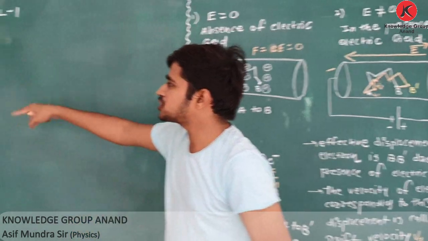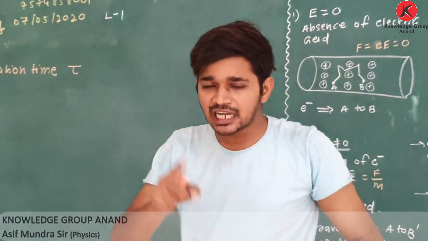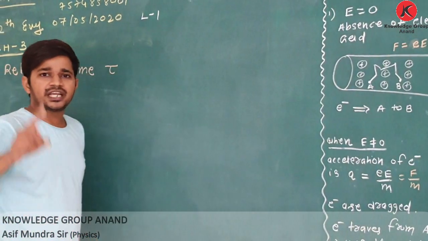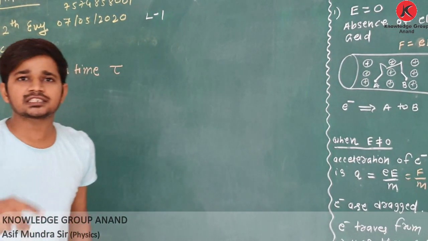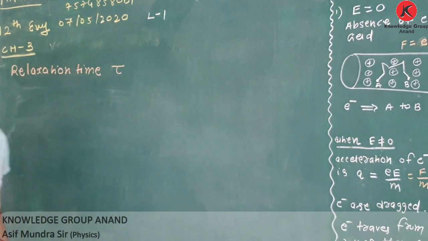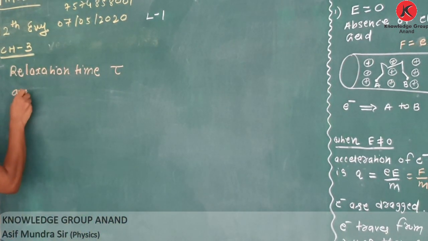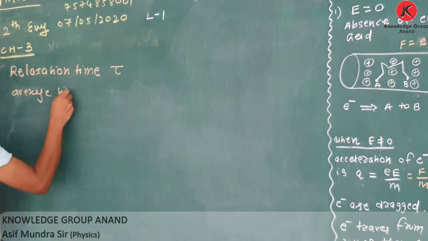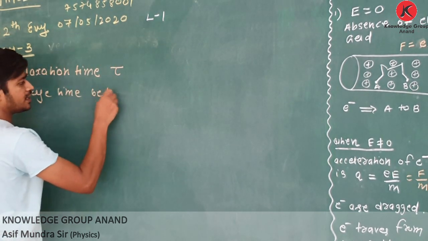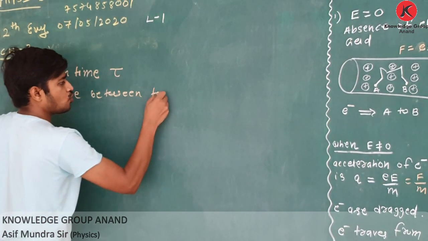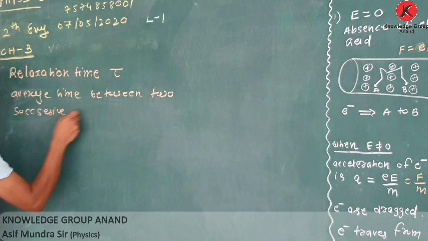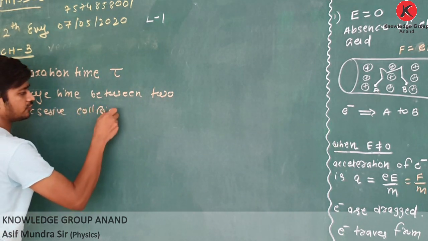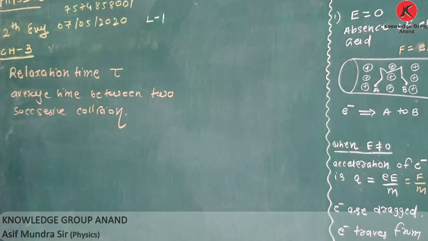What is relaxation time tau? Relaxation time tau is average time between two successive collisions of electron. Okay, it is average time between two successive collisions. It is called relaxation time.